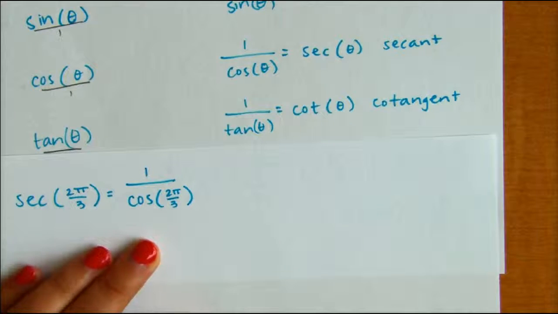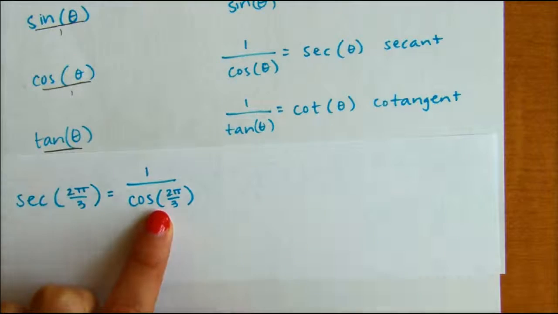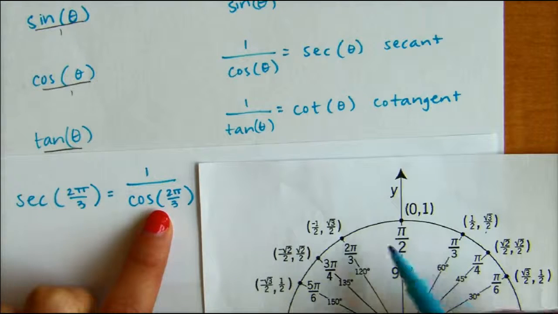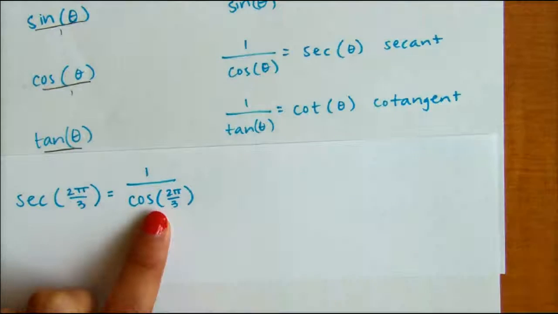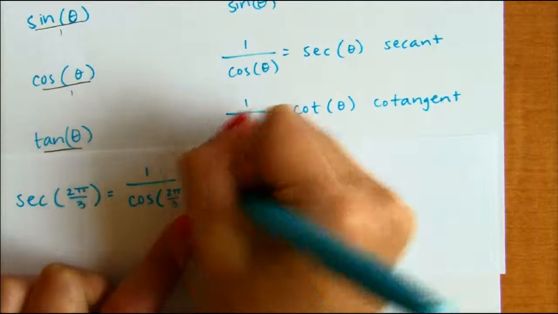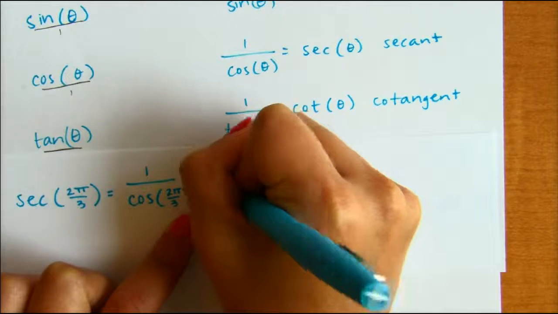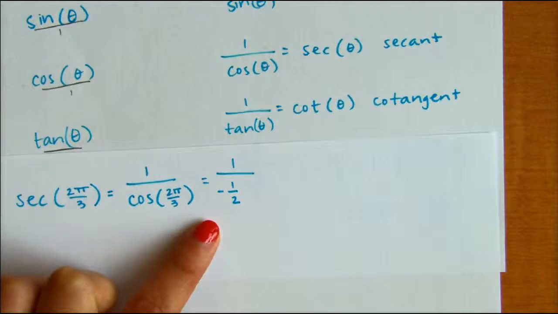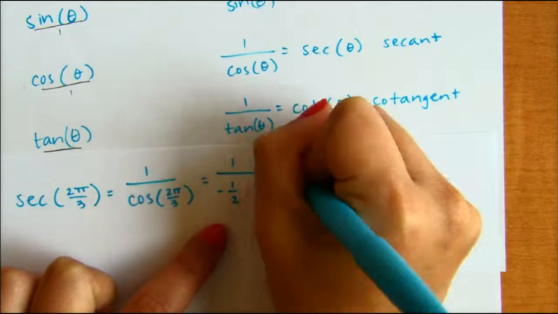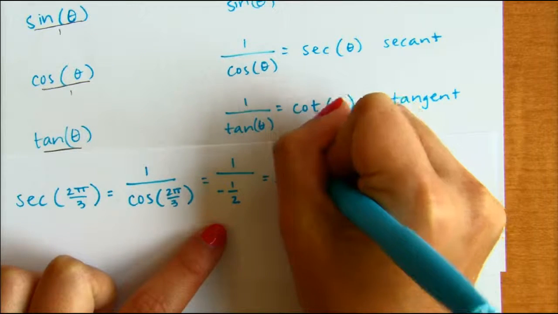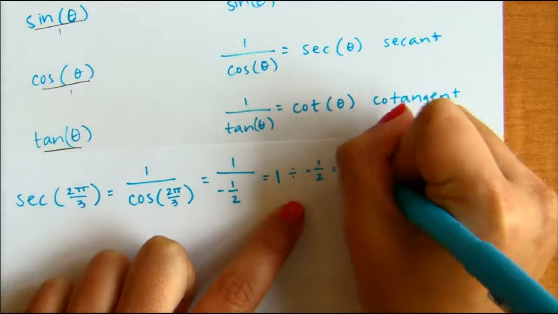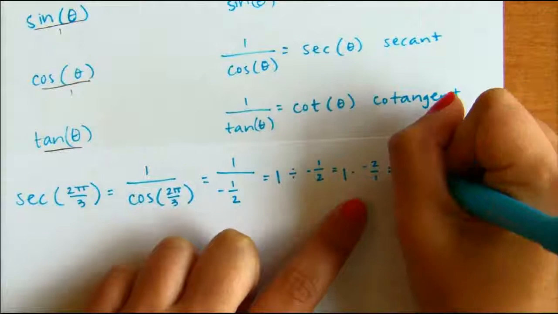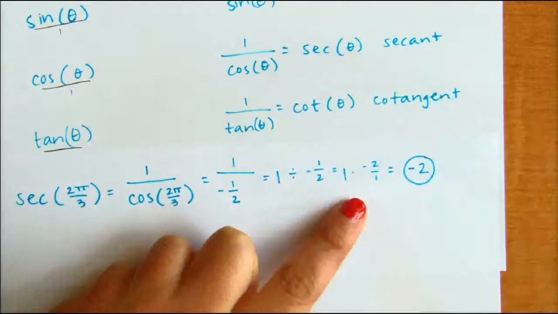So from there, now I'm looking at my unit circle. I want to find cosine of 2 pi over 3. So I'm going to look to 2 pi over 3. My cosine value is this negative 1/2. So I'm going to replace cosine of 2 pi over 3 with a negative 1/2. So 1 over negative 1 over 2. If I do my keep, change, flip, 1 divided by negative 1 over 2 is the same thing as 1 times negative 2 over 1. So I'm going to end up with just a negative 2 in the end.